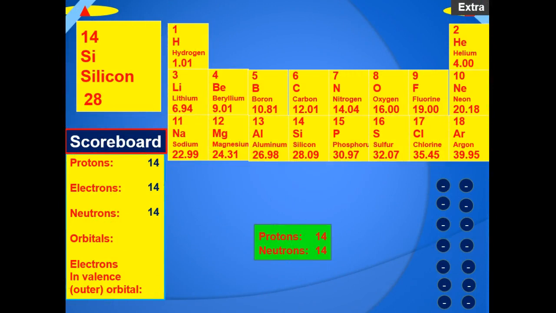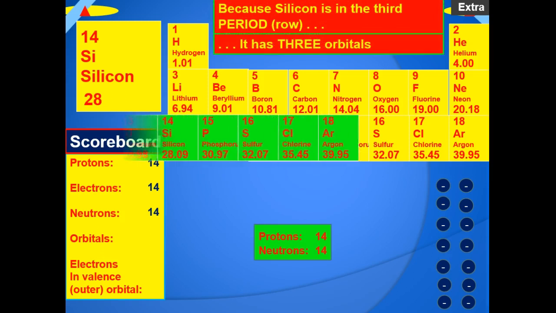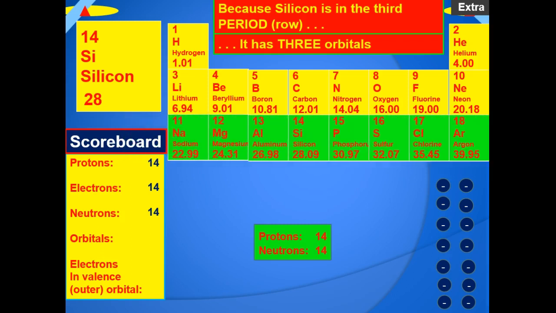Okay, here we go for orbitals. How many orbitals is silicon going to have? Well, look at your periodic table. What row is it in? Yep, it's in the 3rd row. So that means that silicon is going to have 3 orbitals, and so is everything else you see there in green. All of those are going to have 3 orbitals.